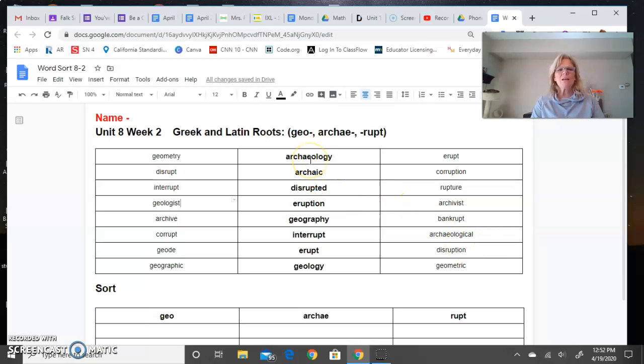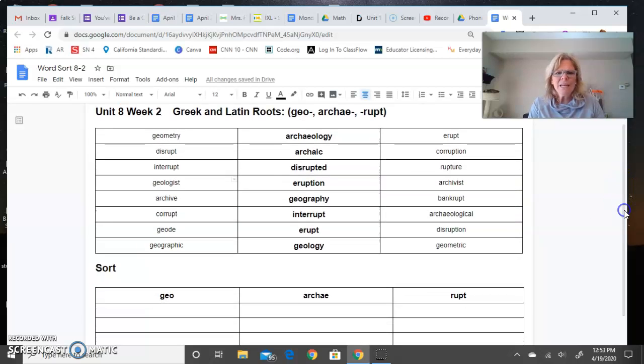So those are the 3 Greek and Latin roots we're going to study this week. So again, geo is earth, arche is ancient or very old, and rupt is breaking apart or breaking up. Okay, these are your spelling words this week. I will write those in the schedule today also, but those are the words you're going to need to study for this week. Okay, go back to April 20 schedule and look what you need to do for word study.